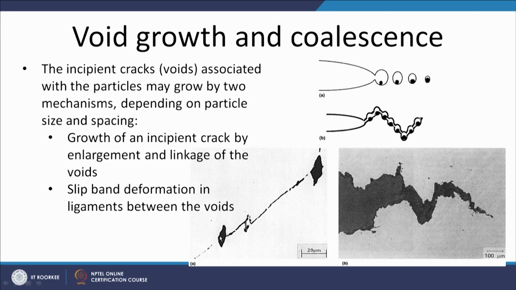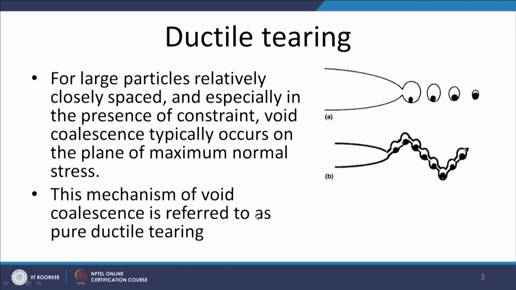So, this is another case where void nucleation and growth is taking place at two different levels, but in between them slip deformation takes place, and eventually the fracture will occur subsequently due to the growth of the crack. So, for the large particles which are relatively closely spaced, especially in presence of constraint, the void coalescence typically occurs on the plane of the maximum normal stress.